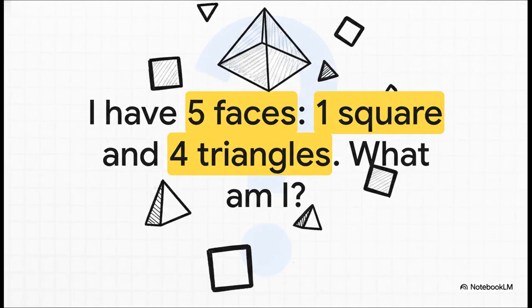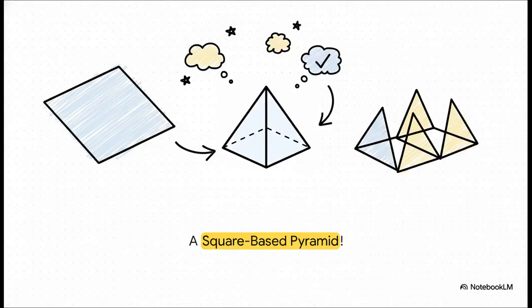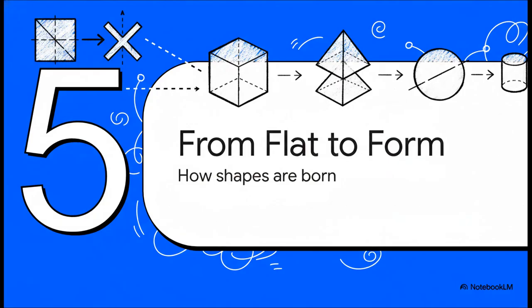All right, last one, and this one's a little trickier. I have 5 faces. One is a square, and the other 4 are triangles. What shape am I? You got it. It's the pyramid. That single square base and the 4 triangular sides that meet at a point, that's the dead giveaway.